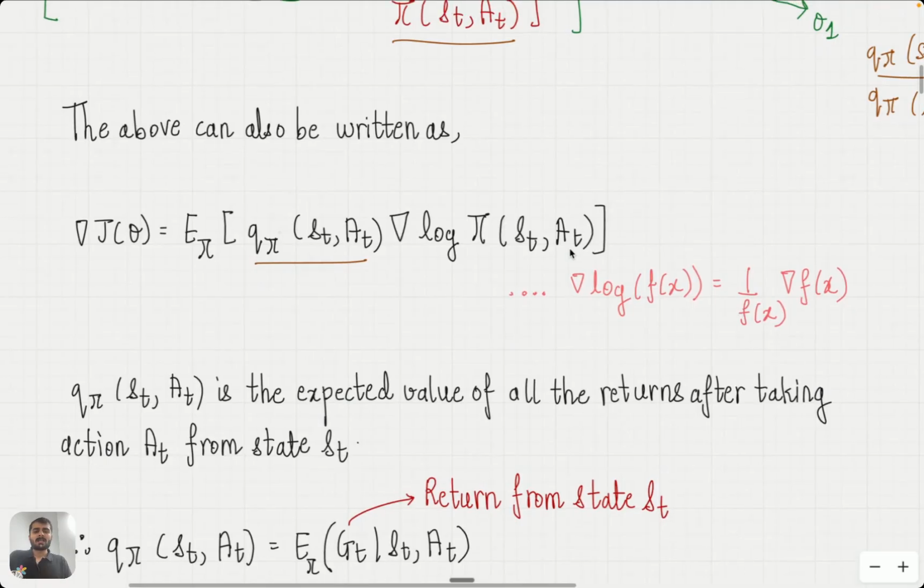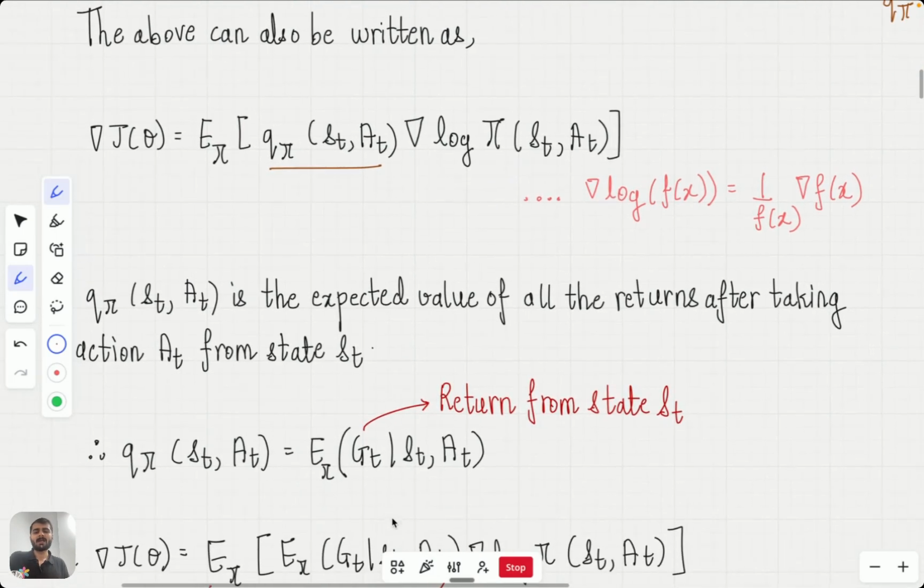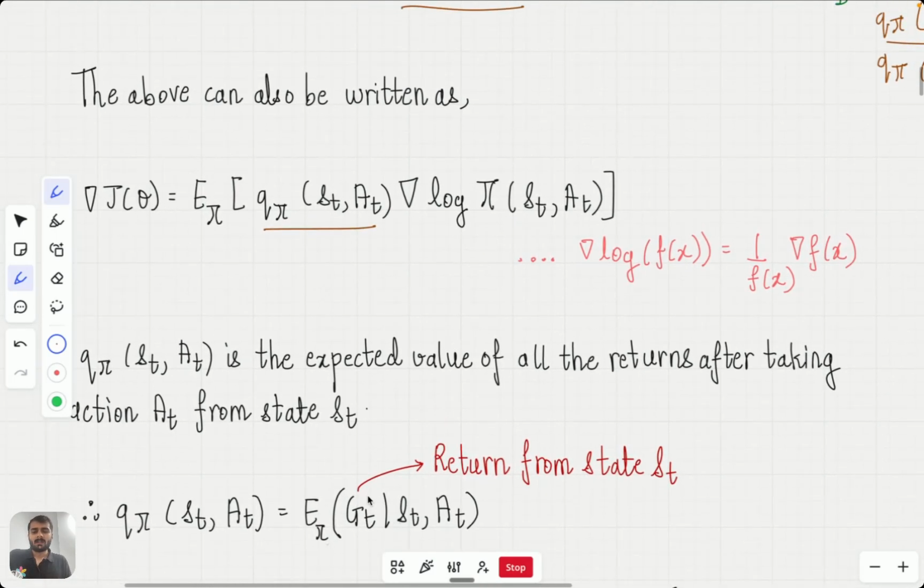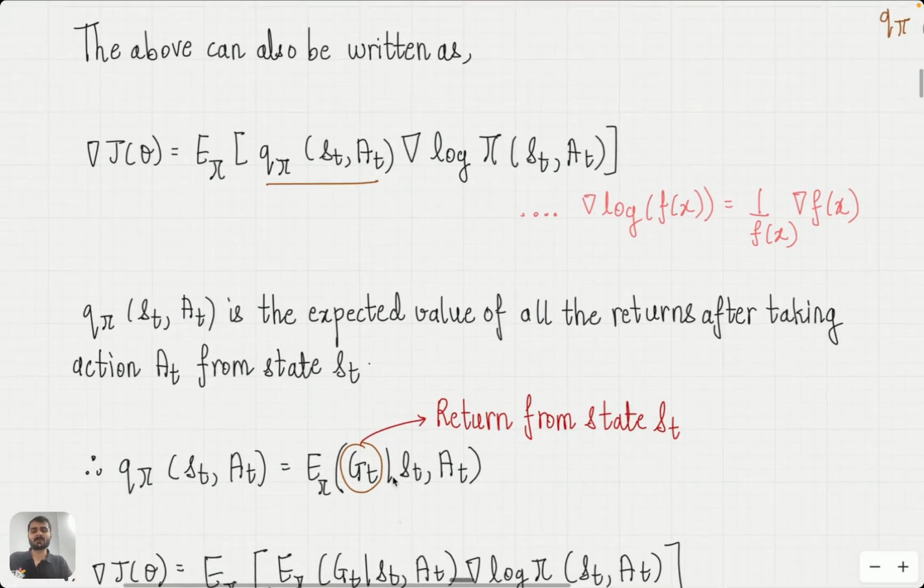Remember that Q^π is the expected value of all the returns after taking action a_t in the state s_t. So it can be written as the expected value under π of G_t, where G_t is the expected return. Remember, in Monte Carlo, G_t is the actual return, it's not the expected return. And if you calculate all these actual returns and take an expectation over them, what you get is Q^π, for a fixed action, of course.